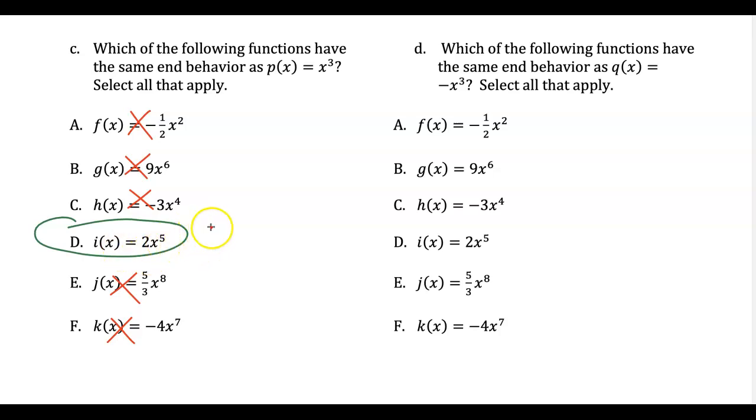Now, this one, just to be clear, for this function, as x gets infinitely large, the function 2x to the fifth is going to get infinitely large, right?